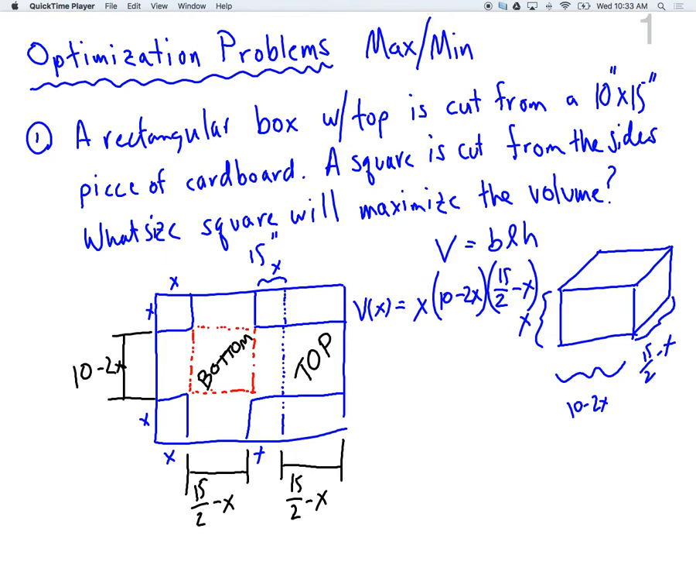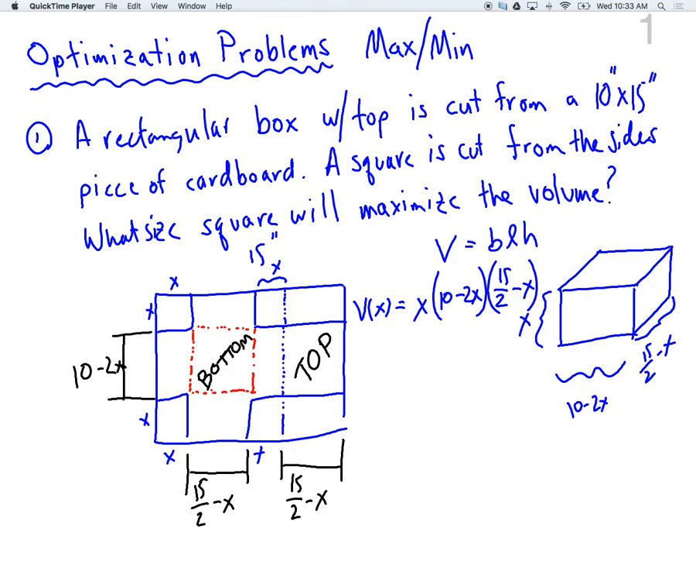Now the easy part is the calculus. I want to maximize that function. How do I do it? Confirm that it's a maximum, right? That process is going to repeat over and over again. Take the derivative, set it equal to 0, find the critical numbers, put them on a number line, test regions, answer the question.